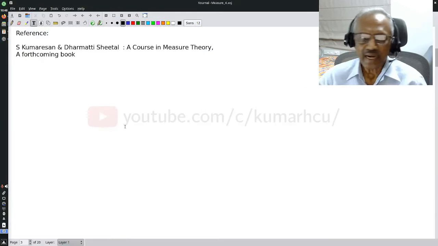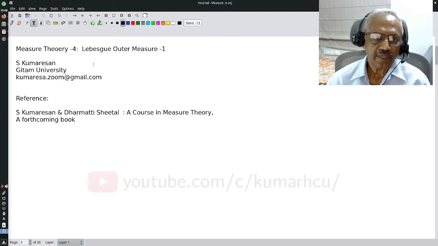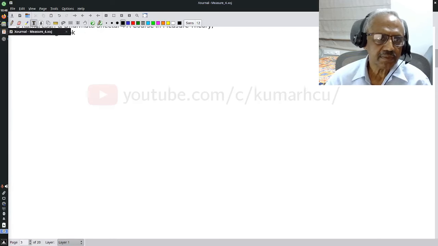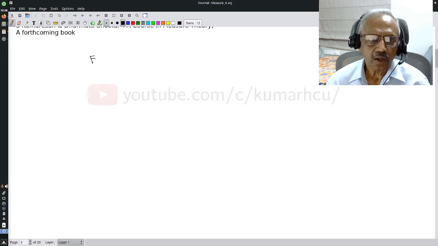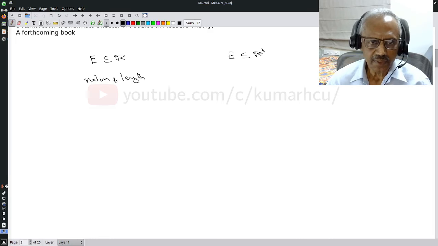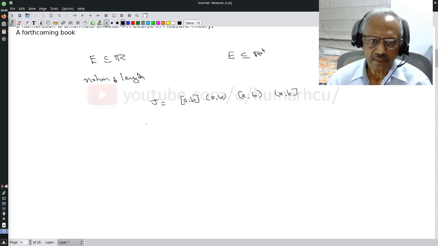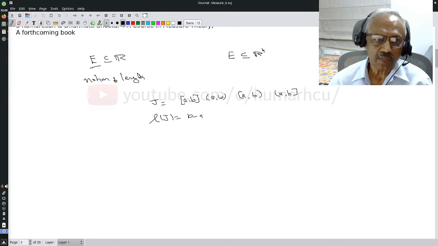So the basic idea, as I said, this is going to be the Lebesgue outer measure, the first lecture. So the basic idea is that suppose I am given a subset E of R, or more generally, we may even talk of E in R^k. Then I want to define the notion of length. Notice that if J is an interval of any kind, let us start with finite intervals, we know what is meant by the length of this interval, namely b minus a. So we want to extend this notion of length to arbitrary subsets of R.